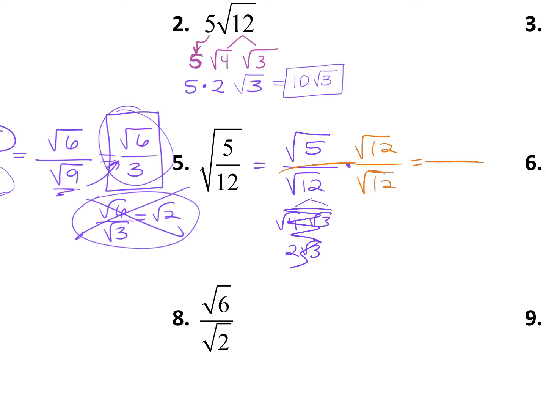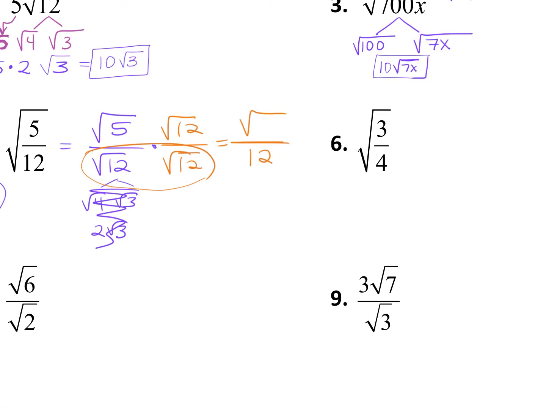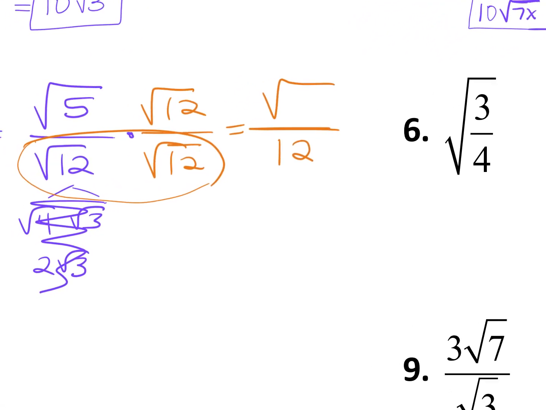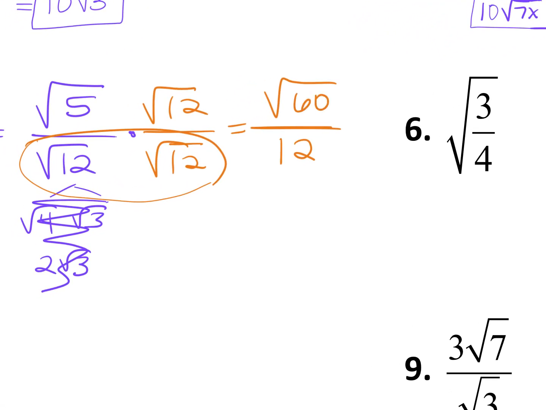First of all, what's my denominator going to be? What's rad 12 times rad 12? Any radical times itself is the radicand, right? The number underneath. So you should get 12 here because that's the square root of 144, and the square root of 144 is 12, okay? On top, what do you get? What's 5 times 12? 60, okay? So you get the square root of 60 on top.